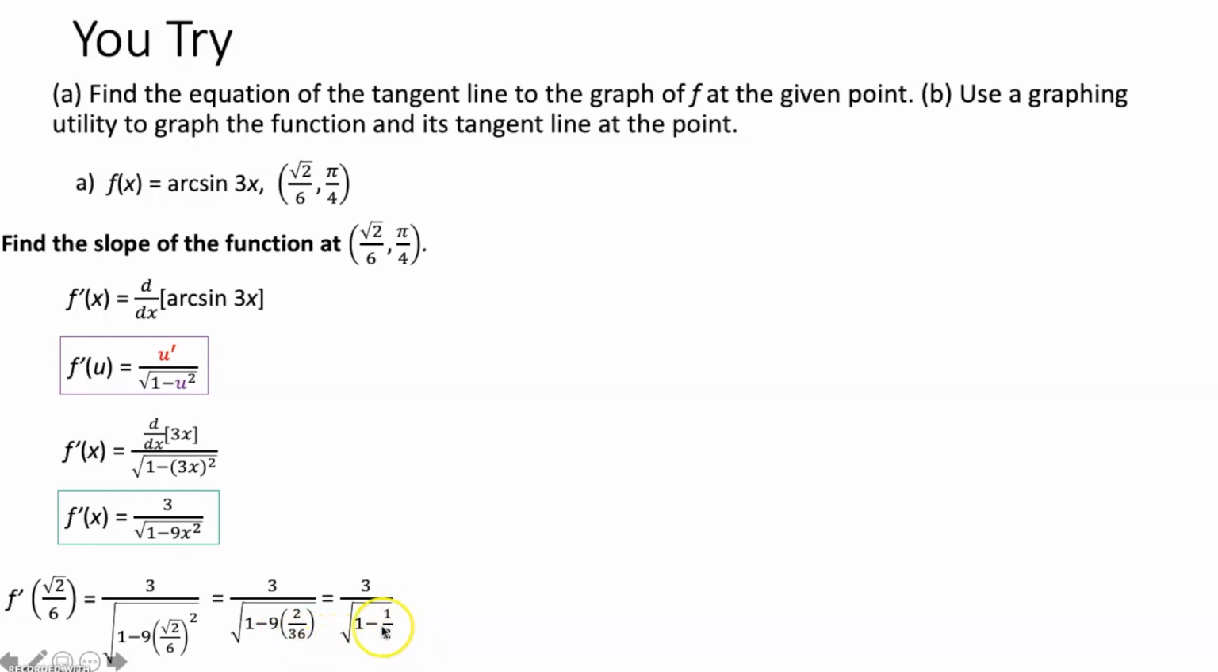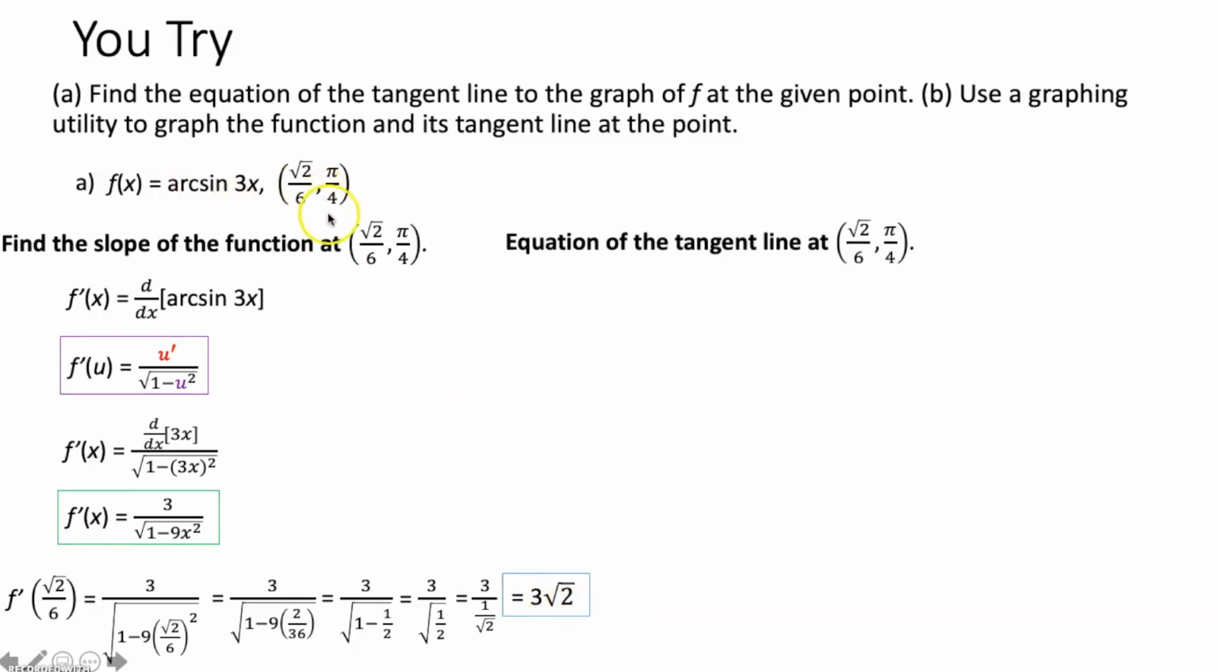What we do then is we subtract these two. 1 minus 1/2 is going to be 1/2. And the square root of 1/2, you square the numerator and the denominator, and you just get 1 over rad 2. Now, to simplify, this is the same thing as 3 divided by 1 over rad 2, which is the same thing as 3 times rad 2 over 1, multiplying by the reciprocal. So you get 3 rad 2. That is the slope of our given function at this given point. It's also the slope of the tangent line to this graph at this given point.